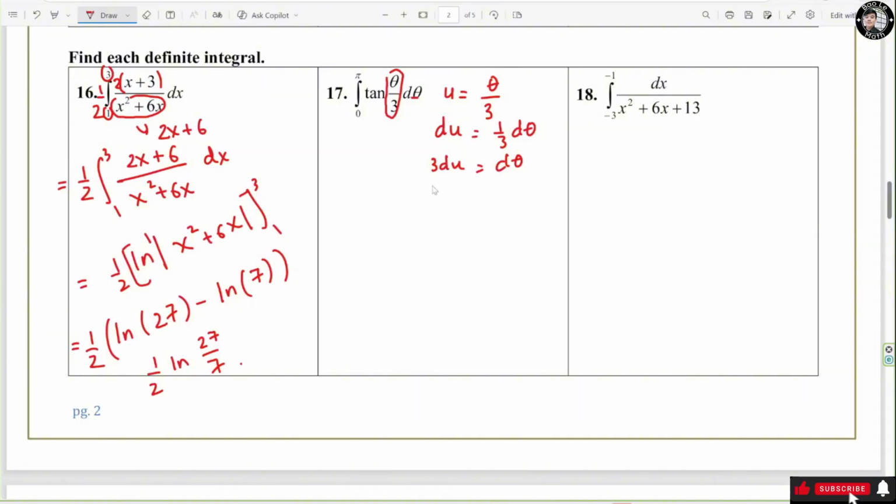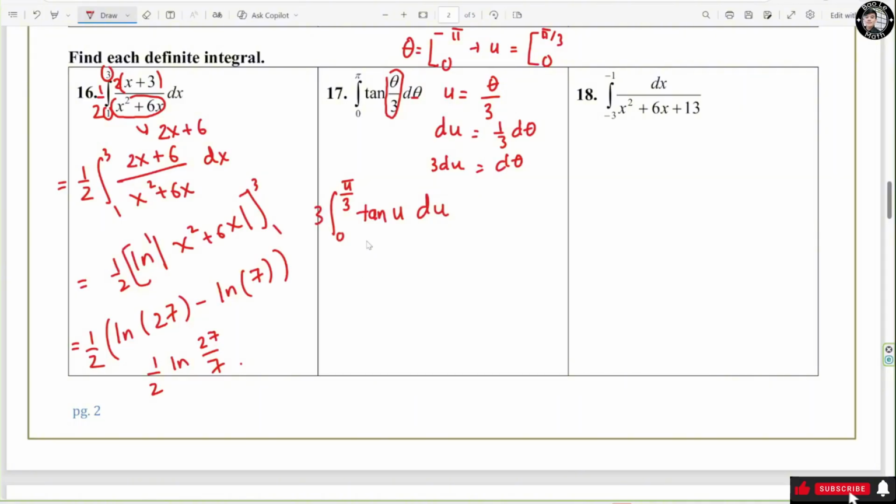Now we need to change the lower bound and upper bound to the new lower bound and upper bound. Since we have u equals theta over 3, but theta is from 0 to pi, then u should be from, substituting 0 for theta over here, 0, and substituting pi over here, pi over 3. So the new interval is from 0 to pi over 3 of tangent u times 3 du. So I put du right here, and put 3 in the front.